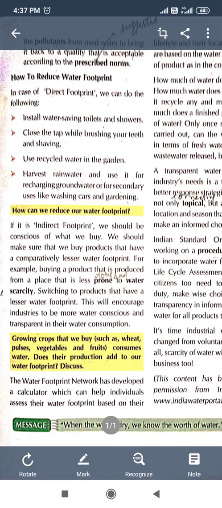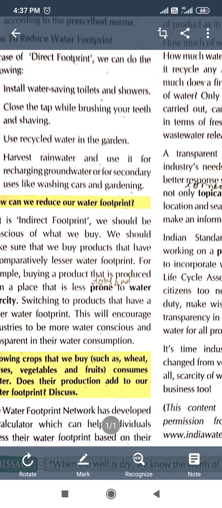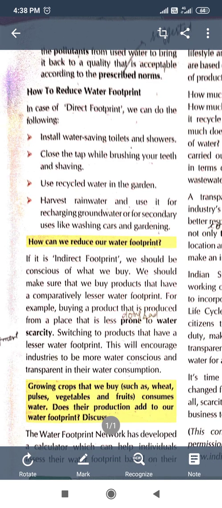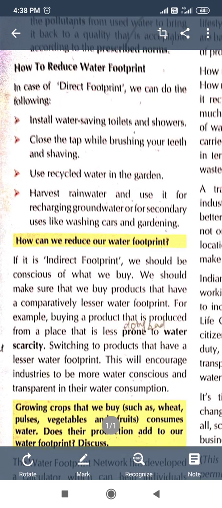So let's start the reading. How to reduce water footprint means how to reduce the water usage. In case of direct footprint, we can do the following. If we directly want to stop the wastage of water, we can follow the following steps.